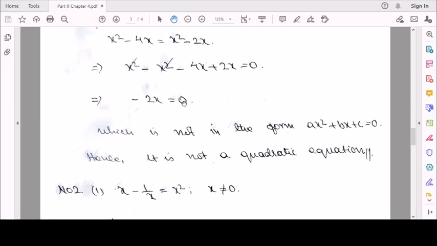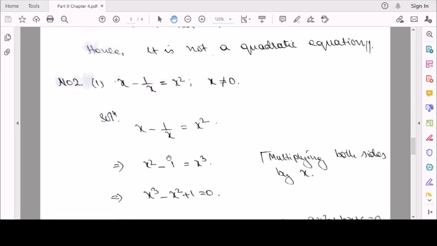Okay, now what we'll do here in this part, if you want to take the LCM, below the x there is 1 as denominator. You can take the LCM and then simplify it, or you can do it by another method, by multiplying throughout the equation by x. Here x is in the denominator.